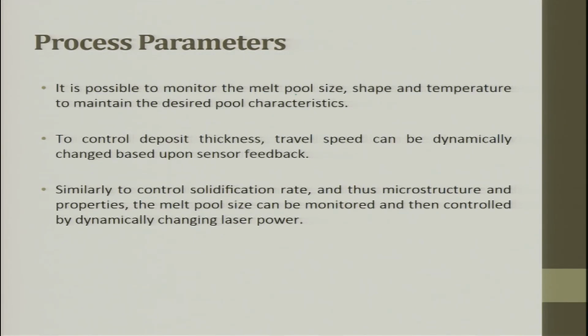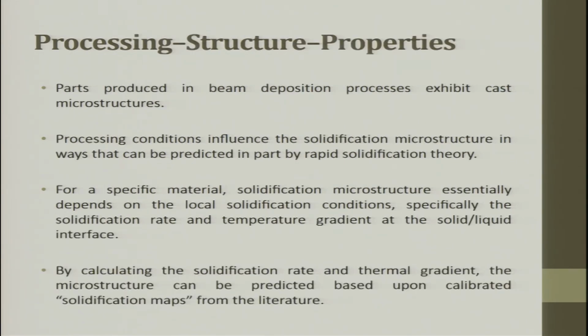It is possible to monitor the melt pool size, shape and temperature to maintain the desired pool characteristics. The pool characteristics are directly related to the defects. To control deposition thickness, travel speed can be dynamically changed based upon the sensor feedback. Similarly, as you control the solidification rate, the microstructure and the properties also change. Parts produced in beam deposition processes exhibit a cast microstructure, that is to say columnar, equiaxed and so on. The processing conditions influence the solidification microstructure in a way that can be predicted in part by rapid solidification theory.